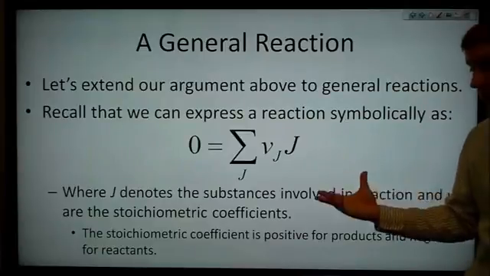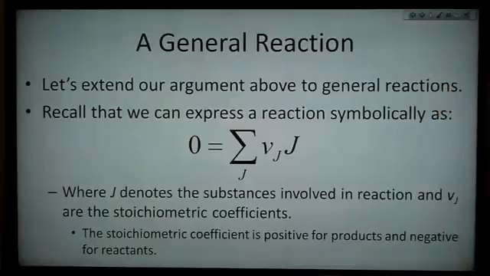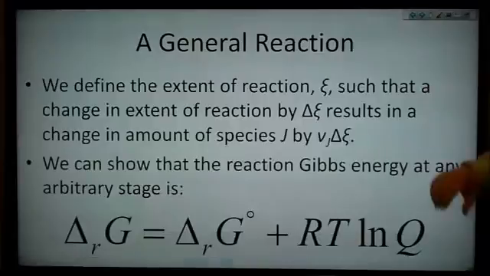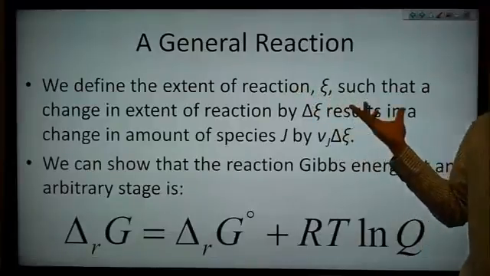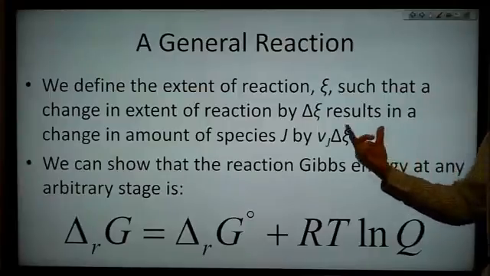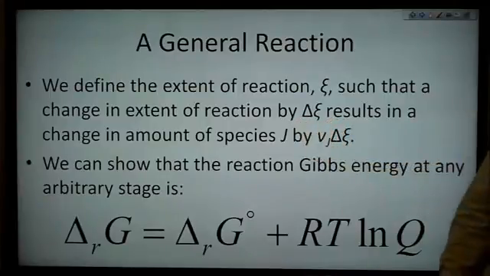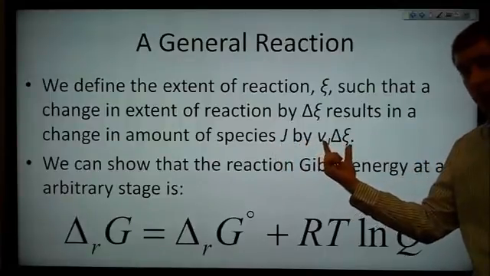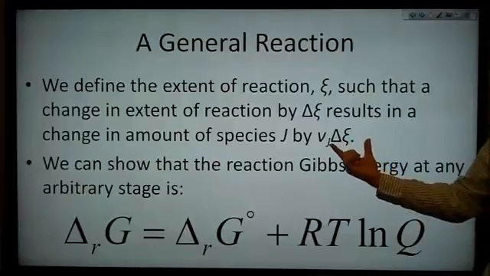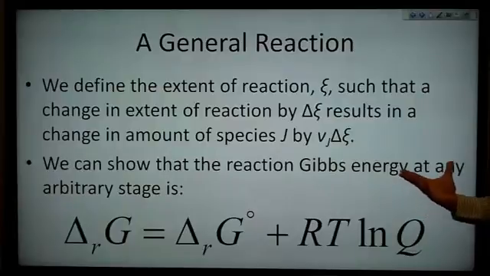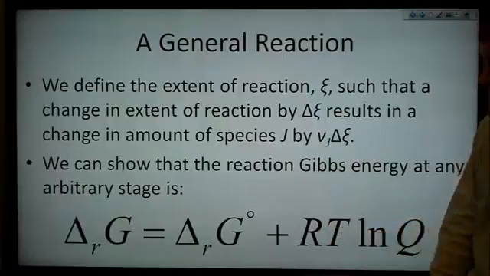Remember that the stoichiometric coefficients are positive for products and negative for reactants because they're being consumed in the reaction. Now we can define our extended reaction xi such that a change in the extended reaction by delta xi results in a change in amount of these species J by our stoichiometric coefficient Vj times delta xi.